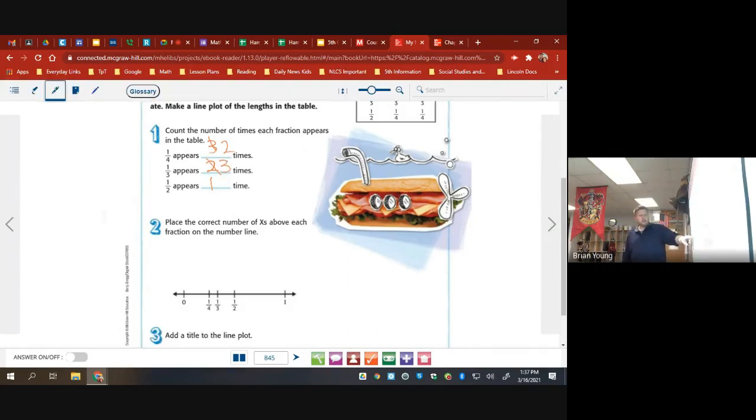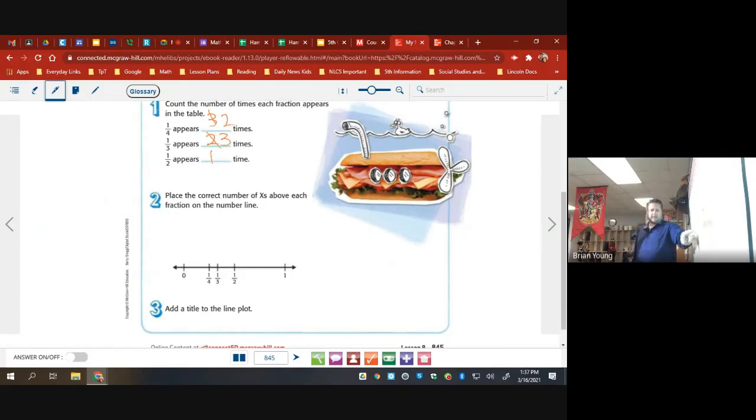Now, place the correct number of X's above each of the fractions. Above the 4th, how many X's are we going to do? We're going to do 2 of them. So you do 2 X's right here above the 4th. How many above the 3rd are we going to put? 3 right there, right? 1, 2, 3. And how many above the half? 1.